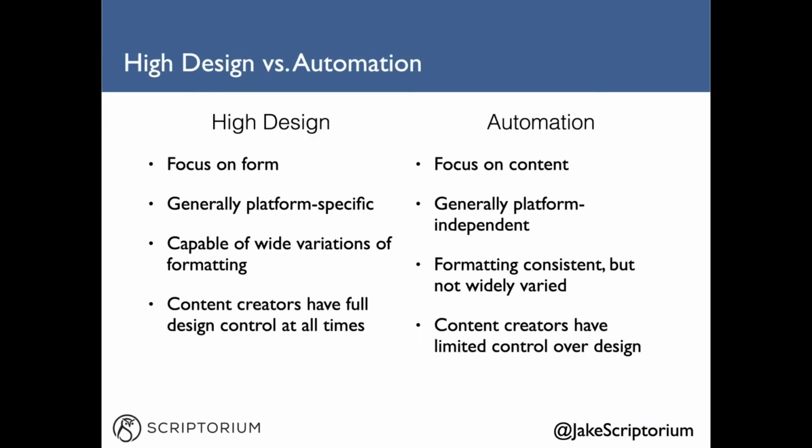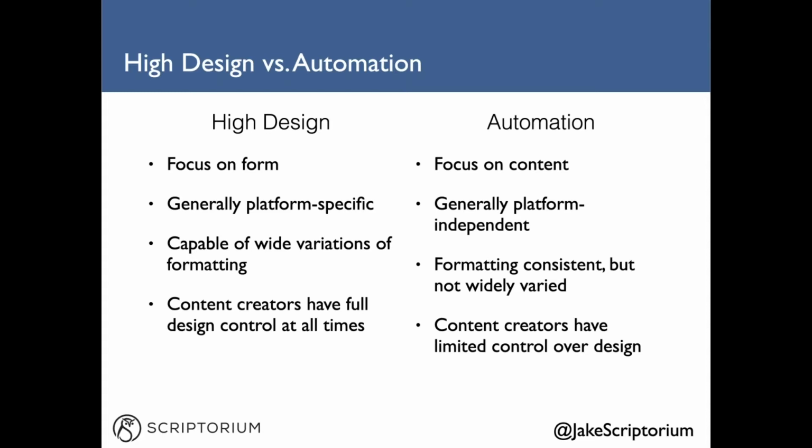So let's take a look at high design versus automation. When we're looking at high design, we have a focus on form. When we're looking at automated workflows, we're looking at a focus on the content itself. High design also is generally very platform specific. If you make something in InDesign or FrameMaker, you're generally locked into that platform. Whereas with an automated workflow, you can transport that between platforms with relatively little problem. High design has a wide array of formatting variations. You have a lot of control over what you can do. Automation can give you formatting that is consistent for days, but variation needs to be very specifically applied.